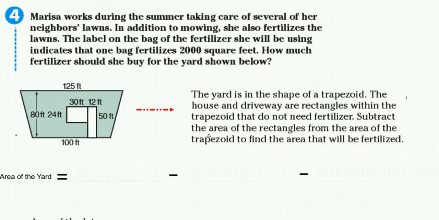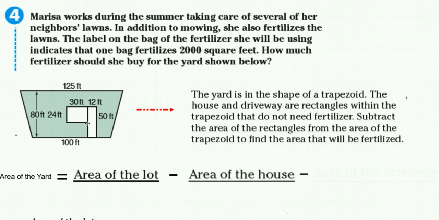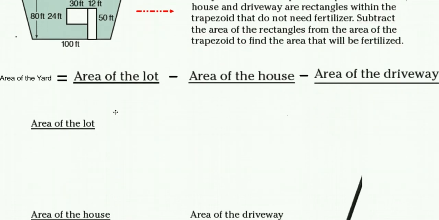We need to subtract the area of the rectangles from the area of the trapezoid to find the area that will be fertilized. So basically, to find the area of the yard, which is this shaded region right here, it will be equal to the area of the lot, which is this whole thing, minus the area of the house, which is this rectangle, minus the area of the driveway. That's what we want to find, and let's find each of them.